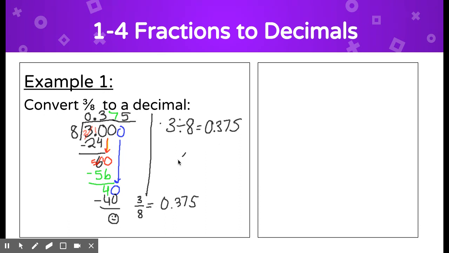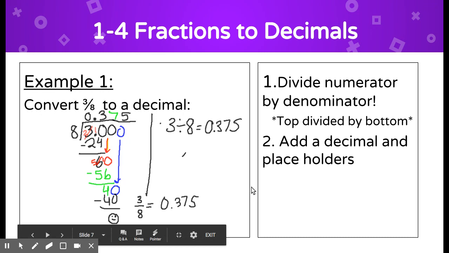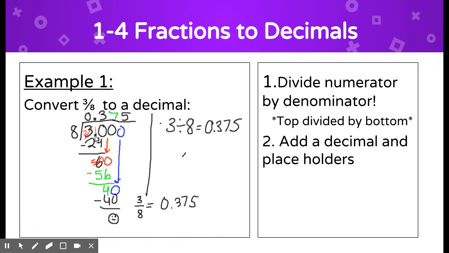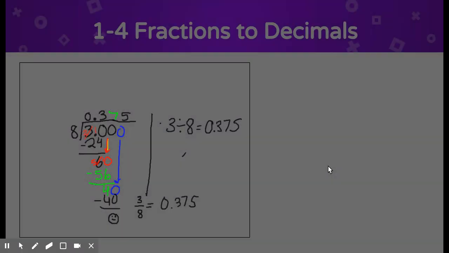So let's look back at all the steps that we did, because there were quite a few there. We had to divide the numerator by the denominator, right? So first you had to know what went first. And if you like to use the top divided by bottom, it works the same way when you put it into your calculator. You put in the top number and you divide it by the bottom number. You're going to also add a decimal and placeholders. So we did that if you're doing the long division. My zeros are the placeholders. And then we just divide like normal. And again, make sure you use that calculator if you're having trouble with it.